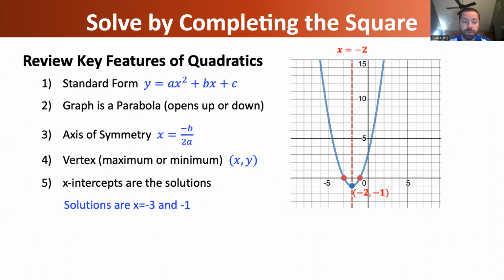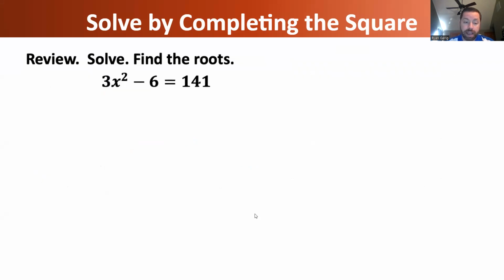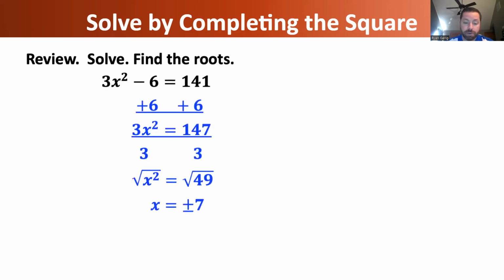So just a couple things to review. We've graphed before. We looked at the 5 key features, and we used the graph to solve. And at the end of last week, we looked at finding square roots. We would add 6 to both sides and then divide everything by 3. You get x squared equals 49. When you introduce the square root, you get plus or minus whatever the number is. So plus or minus 7 in this case. Now, with this one, remember how with this method, b had to be 0. Well, what happens if b is not 0? Let's take a look.